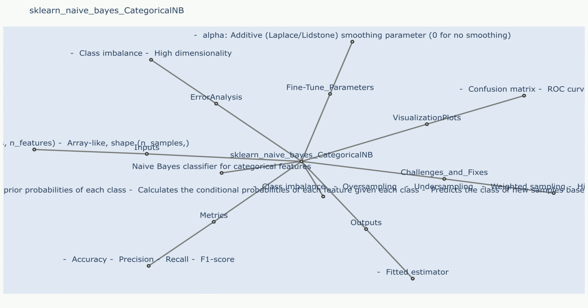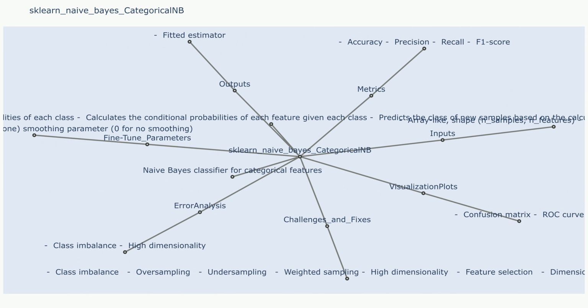Fixes: increase the size of the training data to improve the statistical significance of the feature value counts. Apply feature engineering techniques like combining infrequent categories or using a smoothing parameter alpha to reduce the impact of sparse data. Challenge 2: feature independence assumption.